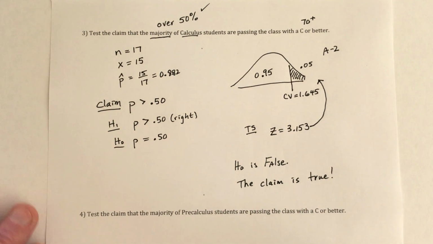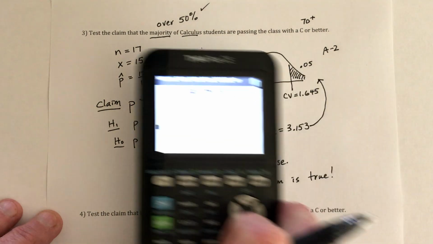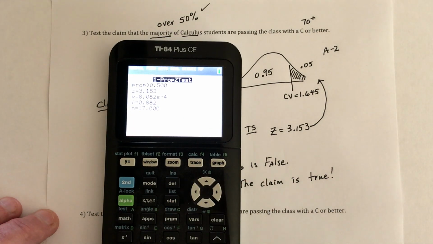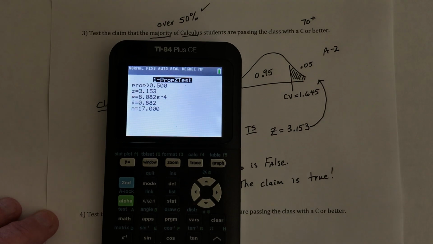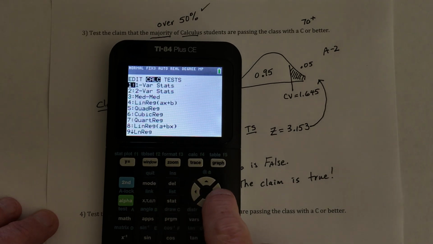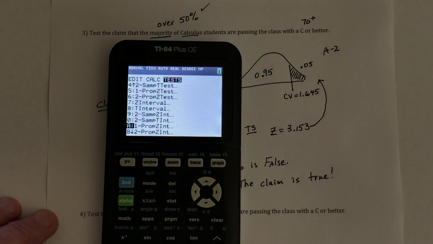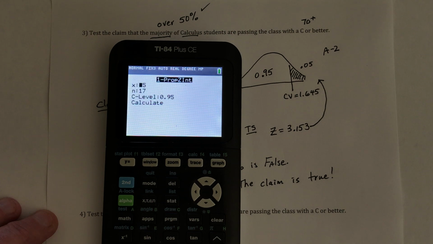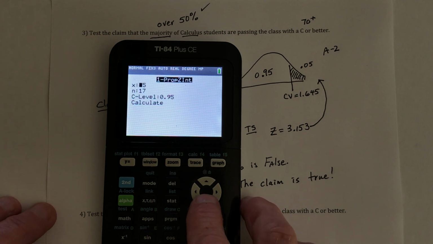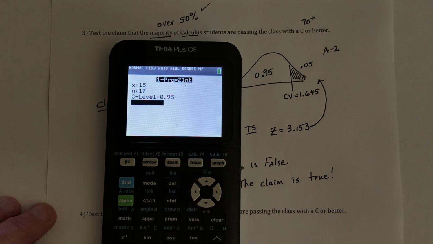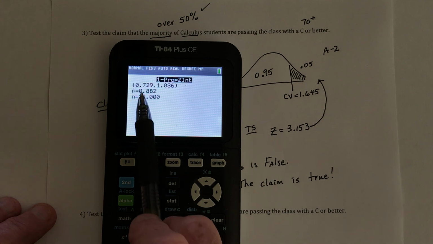Okay, so that is from Chapter 8, testing the claim. And then to step back real quick and do something from Chapter 7, let's make the confidence interval. For the confidence interval, I just go to Stat, Test, and then look for 1 proportion z interval, letter A. The calculator even remembers the numbers were 15 and 17, and the confidence level is 0.95, so we're ready to go.